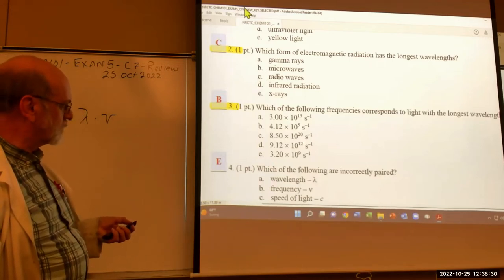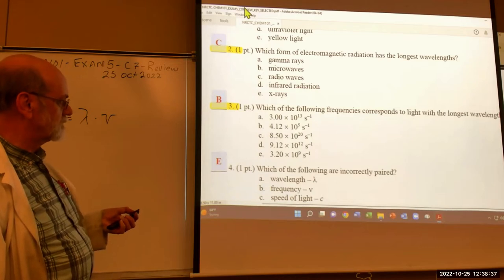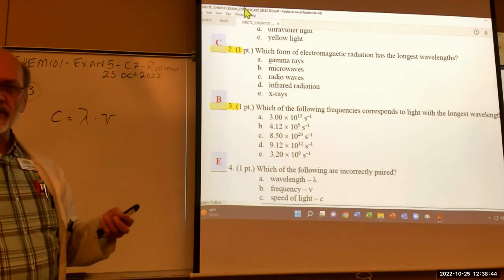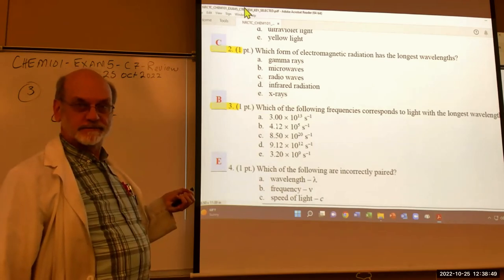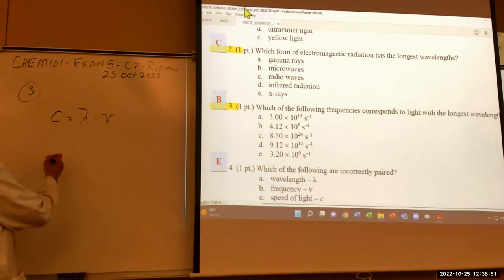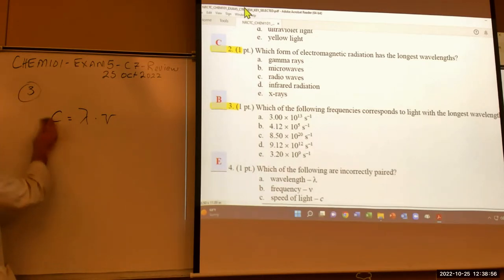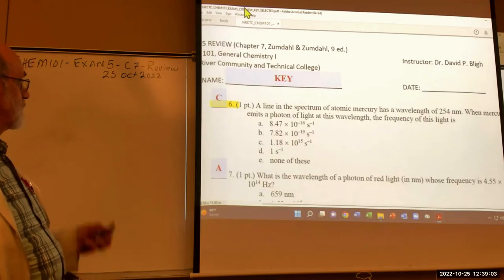I'd look at the powers of 10 first, right? That could be all you need to know, right? So here is the smallest frequency right there. If I were sneaky and put 2 in there with the same power, then you'd go to this one for a tiebreaker. So that's why B is the answer. All right, let's see if we can keep moving along here.